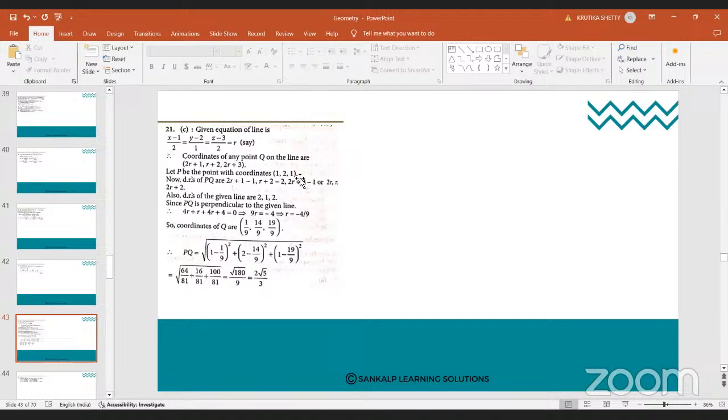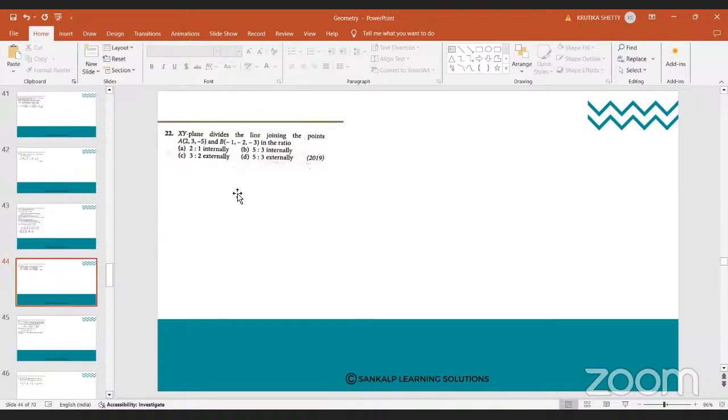Then we need to see the coordinates of the point are (1, 1, 1). So we have to apply the condition that it is perpendicular to the given line, so r is equal to -4/9. So we will get the coordinates of the point Q, and once we get the coordinates of the point Q, we can make use of the distance formula. By applying the distance formula, we get 2 root 5 upon 3. Okay, 2 root 5 upon 3 will be the final answer.